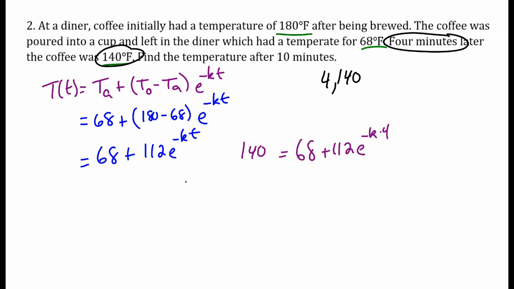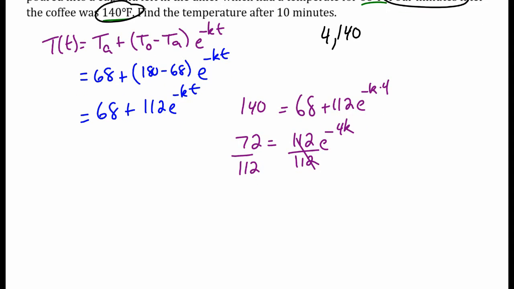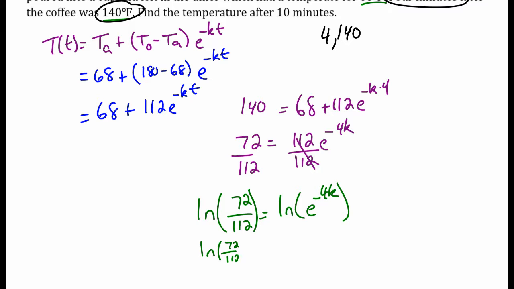So we subtract over that 68, and we get 72 equals 112 e to the negative 4k. Divide by 112. Maybe that's a nice number, maybe not. It's not a nice number, so leave it as a fraction. So 72 over 112 equals e to the negative 4k. Well, I'm going to natural log both sides to bring that down. So I get the natural log of 72 over 112 equals negative 4k ln. But the natural log of e is 1. So to get k by itself, I divide by negative 4.